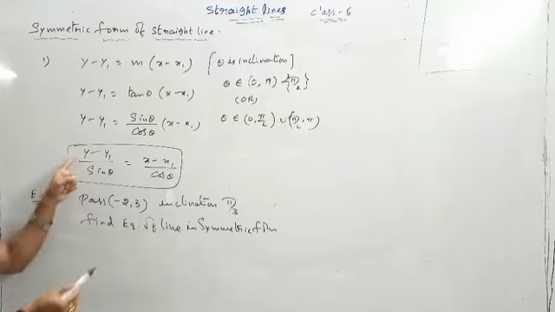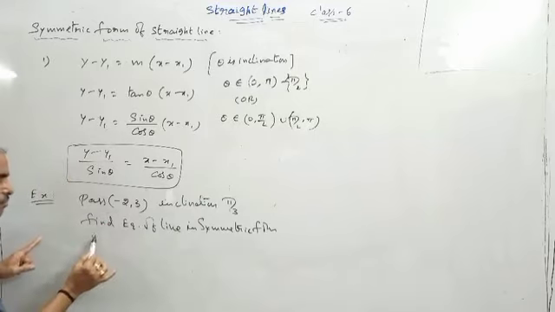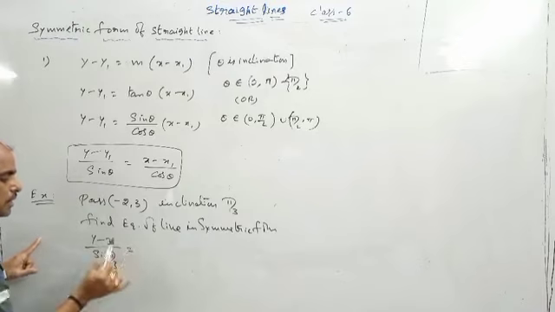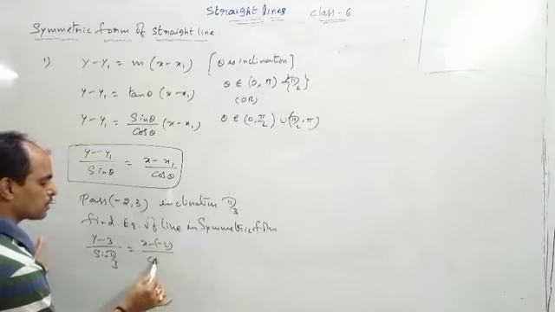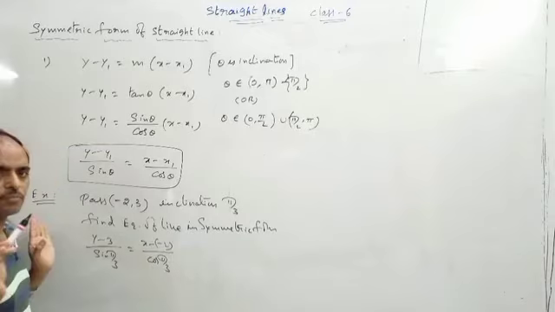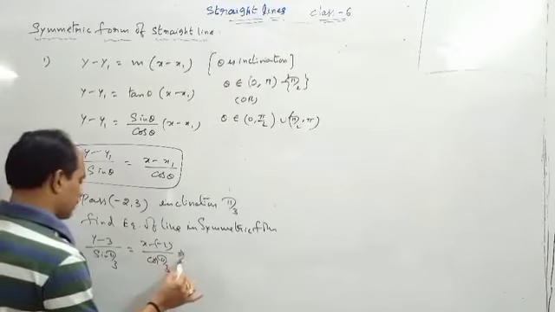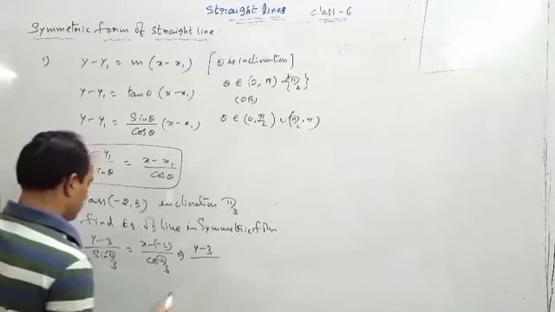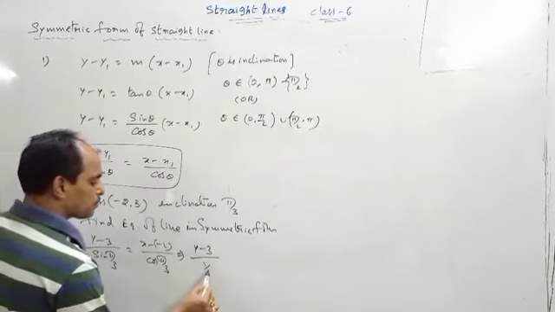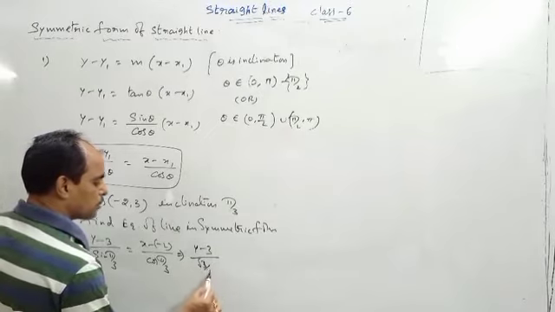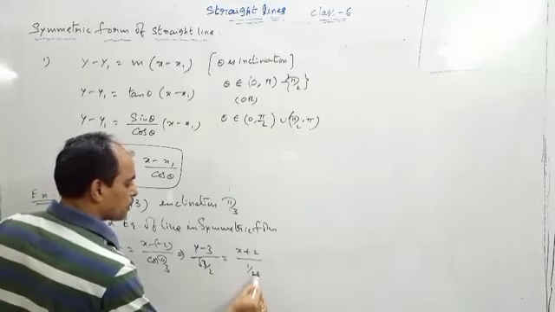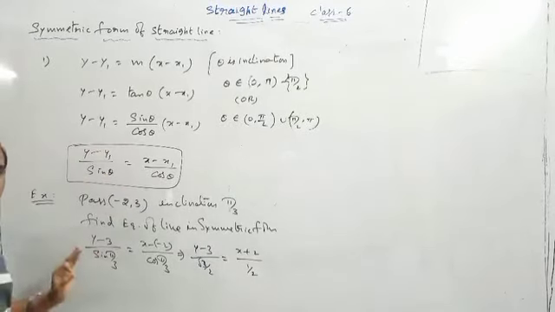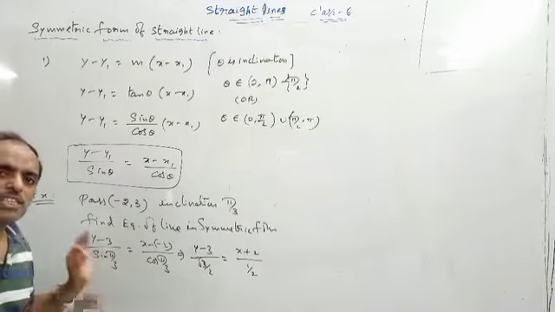What is symmetric form? Here x1, y1 is this one. y minus y1 by sin theta is equal to x minus x1 by cos theta. So this will be the form. Now, just to simplify, y minus 3 by sin pi by 3, which is root 3 by 2, is equal to x plus 2 by cos pi by 3, which is 1 by 2. So this is the equation of the straight line in symmetric form.